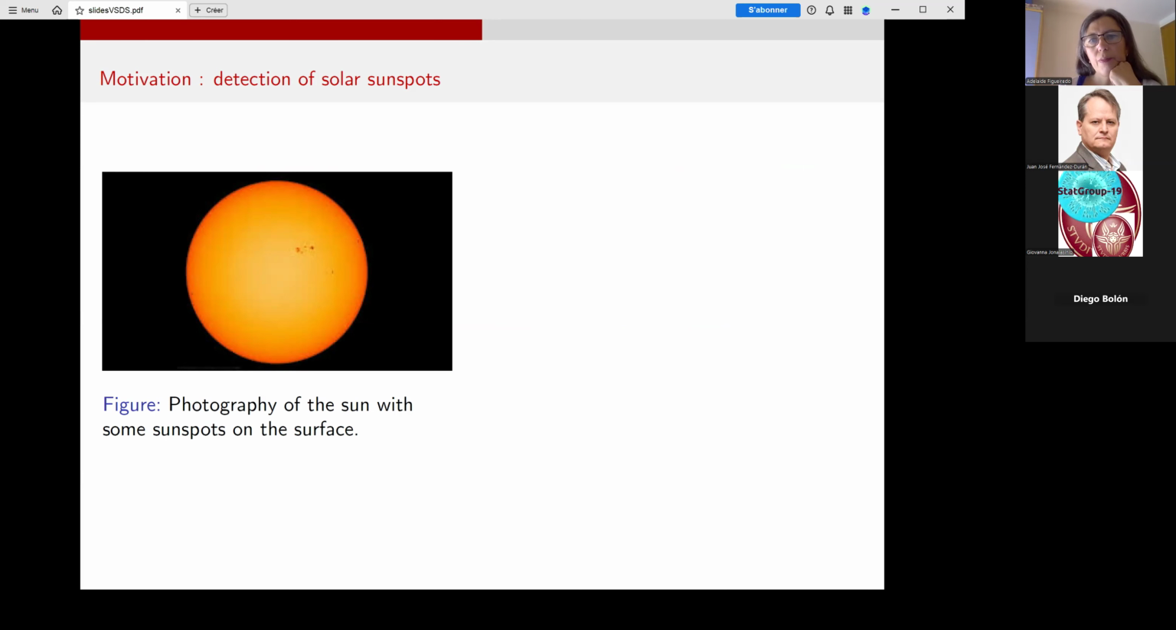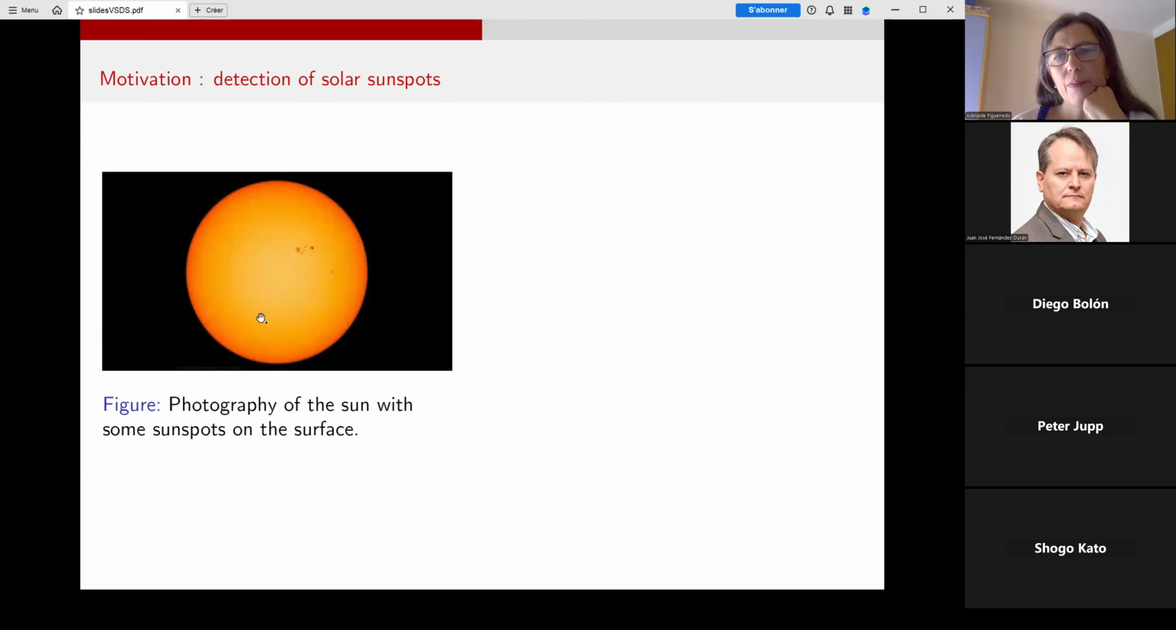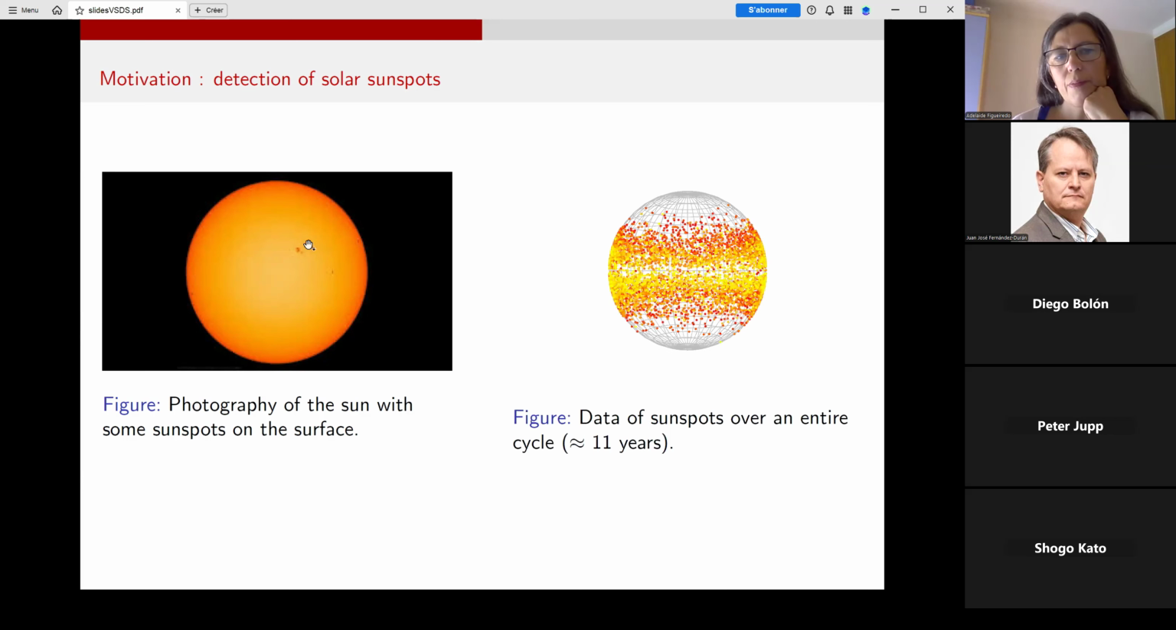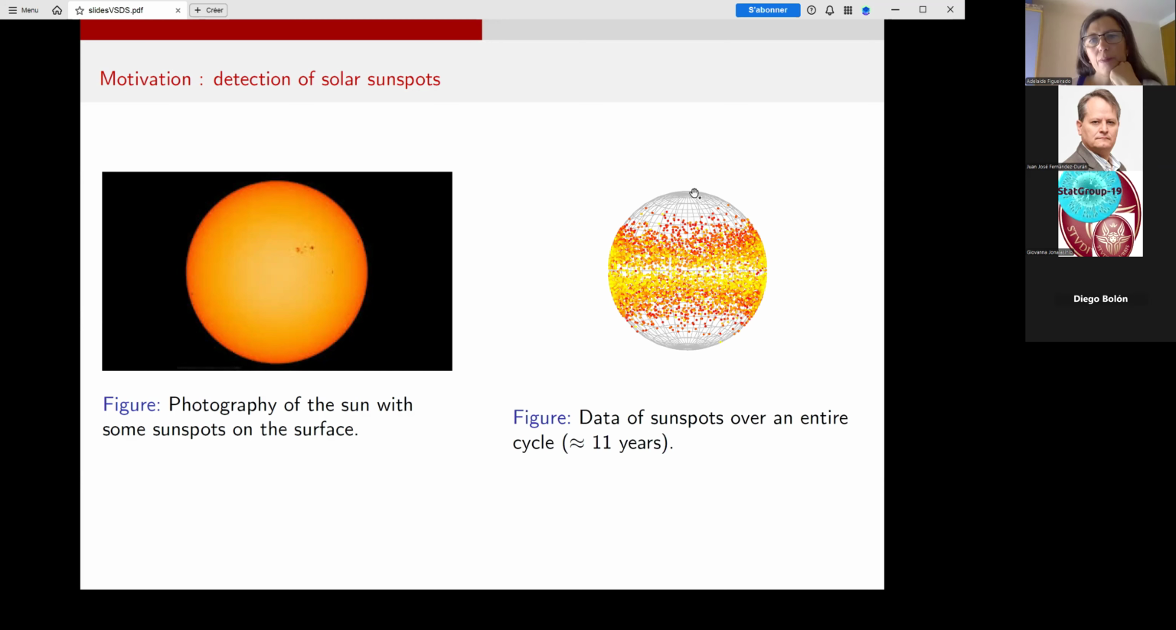And we will study the solar sunspots. Here you have a photograph of the sun, and you have some sunspots on the surface. Of course we have more data than this. It is a classical data set, maybe you are used to it. We have the location of the sunspots according to the time, according to a cycle. A cycle for a sunspot lasts around 11 years.